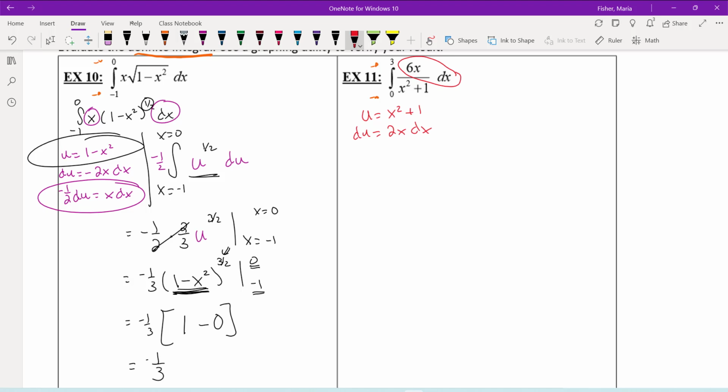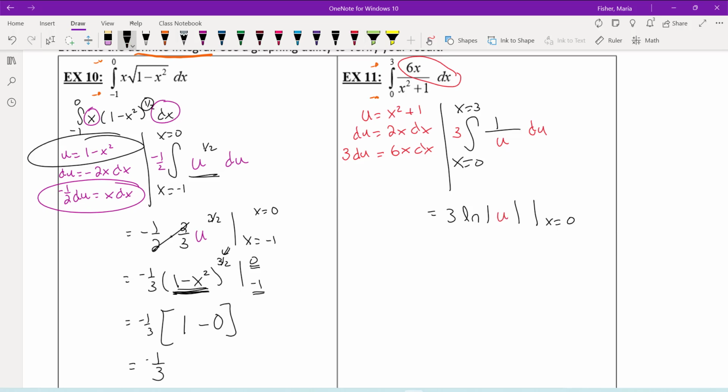Well, I don't have a 2x dx, I have a 6x dx. That's not a big deal. Multiplying both sides by 3, 3 du would equal 6x dx. That means that we're looking at the definite integral from x equals 0 to x equals 3 of 1 over u and then times 3 du. Integrating that, we get 3 times the natural log of the absolute value of u, and this gets evaluated from x equals 0 to x equals 3. Getting out of u's and back into x's, we know u is equal to x squared plus 1. And that gets evaluated from 0 to 3.